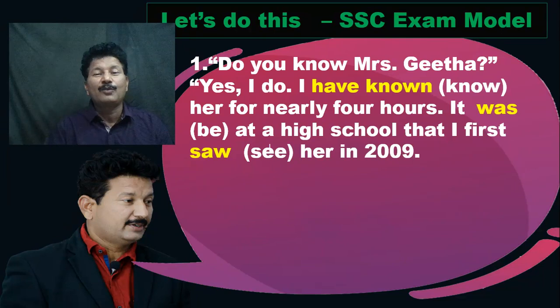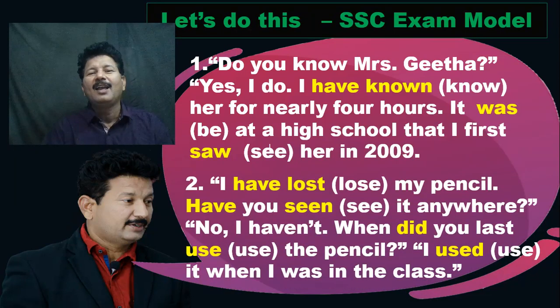This is for 4 hours. So we have to use present perfect. And as it is in 2009, we use was. It was. Right? And I first saw. I think you have done it correctly. Now, are you ready with the second one to check your answers? I have lost my pencil. Have you seen it anywhere?